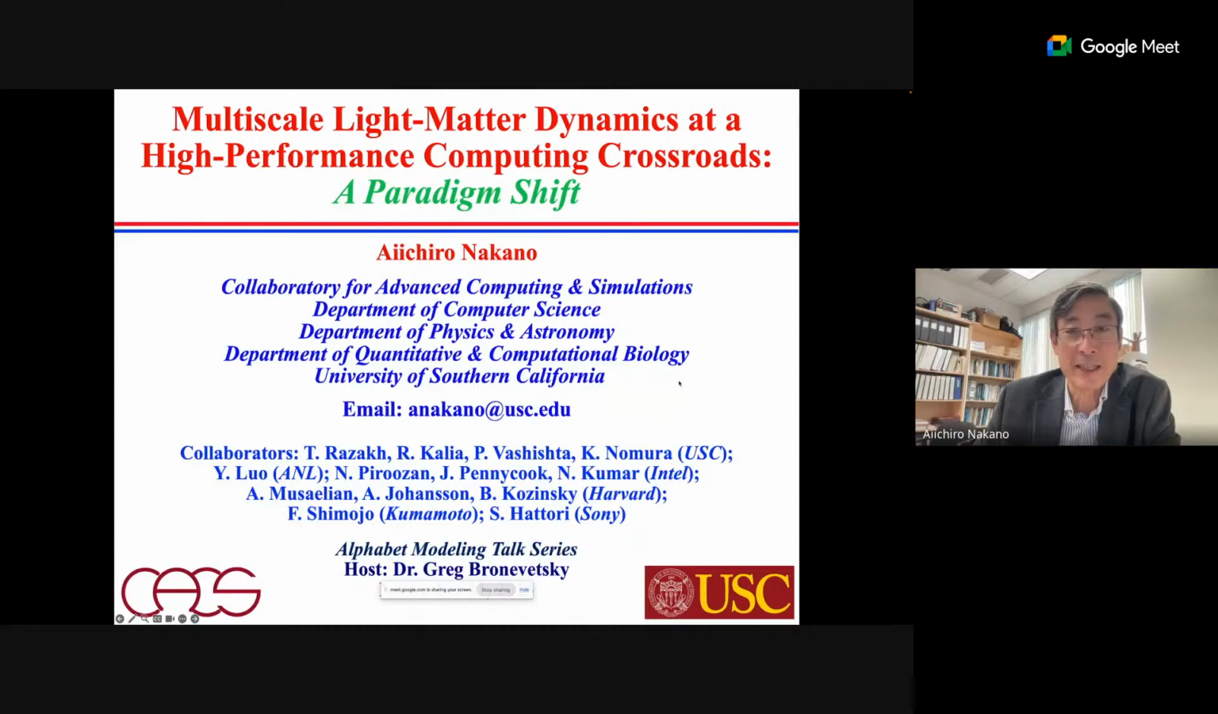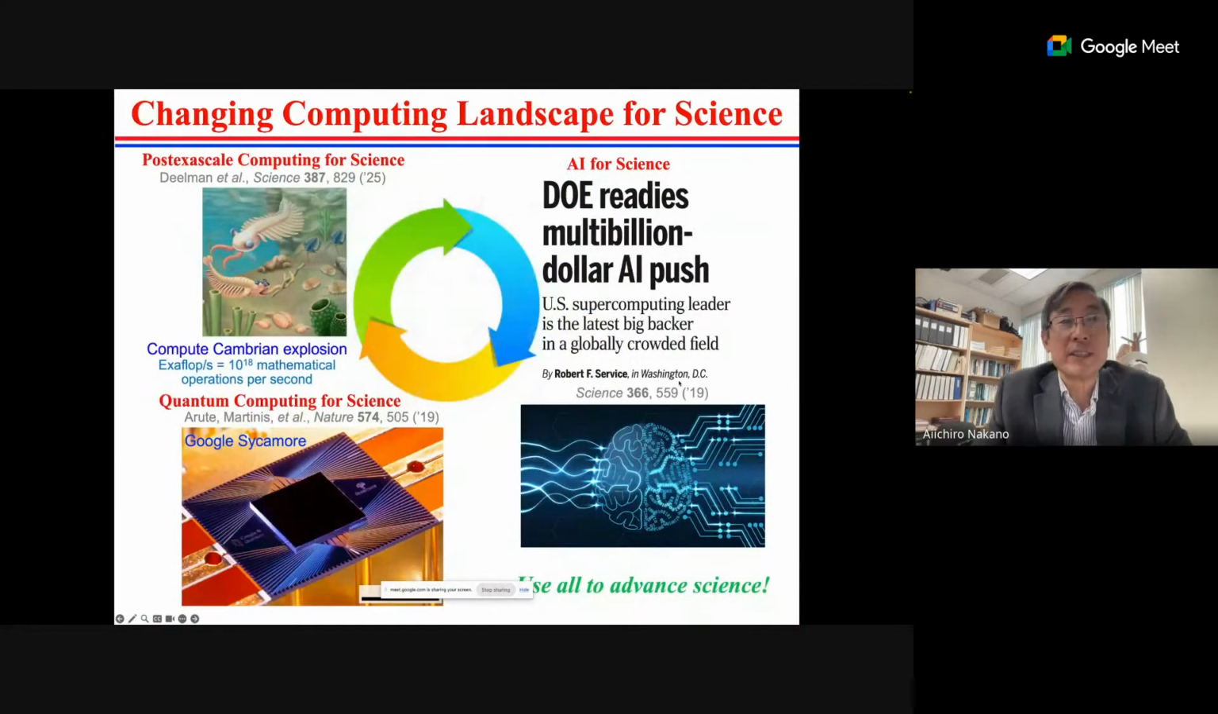So let me get started. First, I want to emphasize that the computing landscape for science is changing very rapidly. First of all, the current exascale computing architecture is not scalable into the future. As a result, we are witnessing a so-called compute Cambrian explosion, where diverse computing species are emerging and competing.